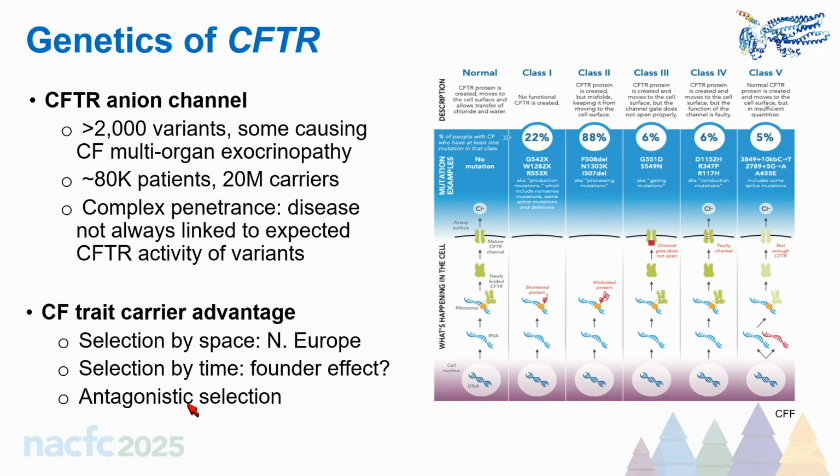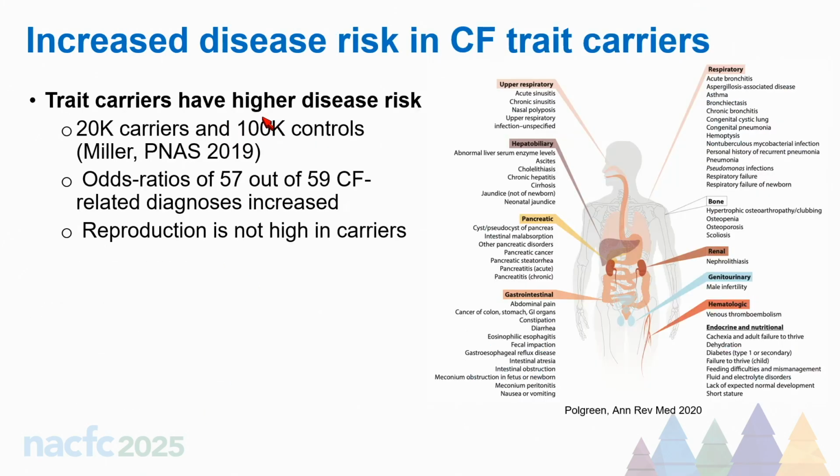And obviously there's antagonistic selection because having two alleles makes you sick, and having one allele probably makes some things better, although we know that there's increased disease risk in CF carriers. We've been learning that.